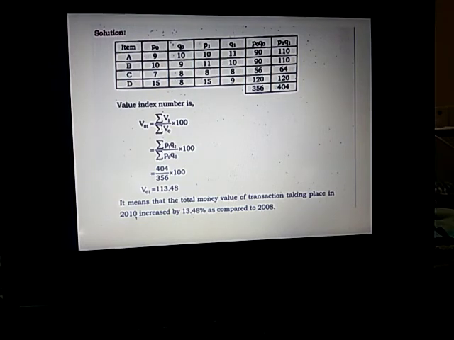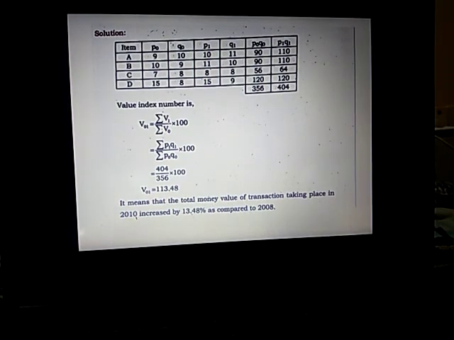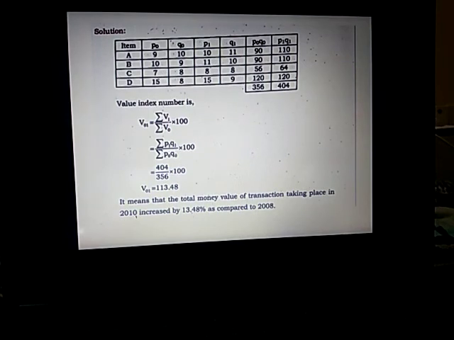So in the solution, we have the items A, B, C, D. We have the base year price, that is P0, and base year quantities. Then we have P1, that is current year price of the items, and Q1, that is quantity of the current year. We need P0 Q0 and P1 Q1. We'll calculate it. We'll multiply P0 Q0 for each of the items and P1 Q1 for each of the items. Then we'll find summation P0 Q0 and summation P1 Q1.